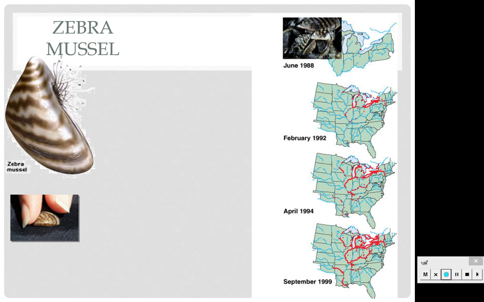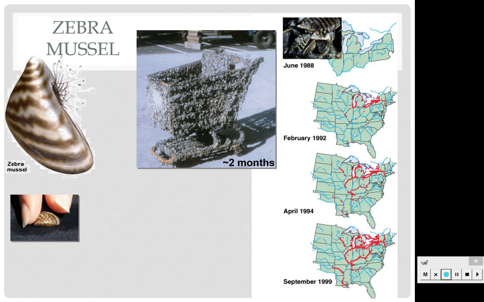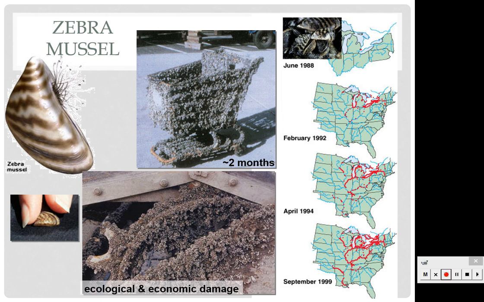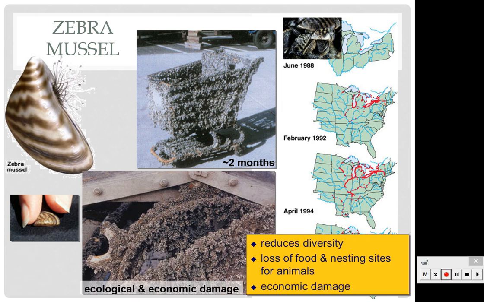Okay, you can see in here, 1988 was when we first discovered zebra mussels. By September of 1999, you can see that it has basically taken over almost all of the Mississippi waterways. Zebra mussels will attach to anything and can breed off anything. Okay, they also cause ecological and economic damage. Okay, it reduces diversity, it's a loss of food and nesting sites for native animals, and it causes economic damage.